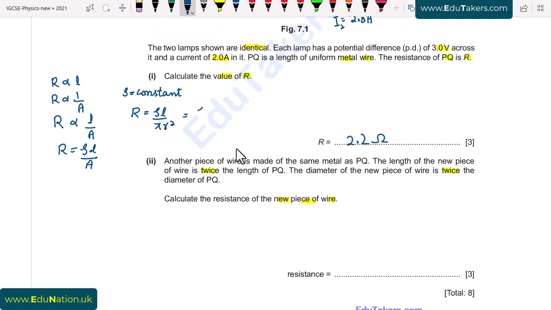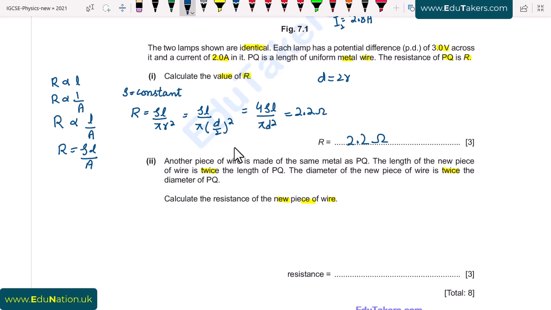And we know that D, which is diameter, is equal to 2r. Double the radius becomes diameter. Here we have to put the value of r. It will be equal to D over 2 square. And it is 4 rho L over pi D square. So this is basically the formula of resistance. And this resistance that we already calculated is equal to 2.2 ohms.